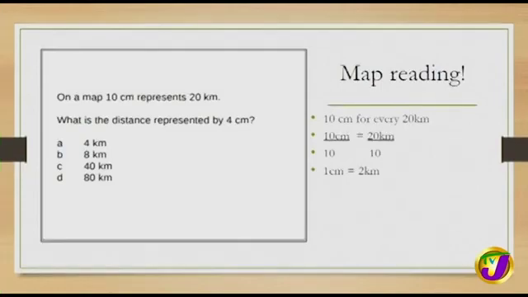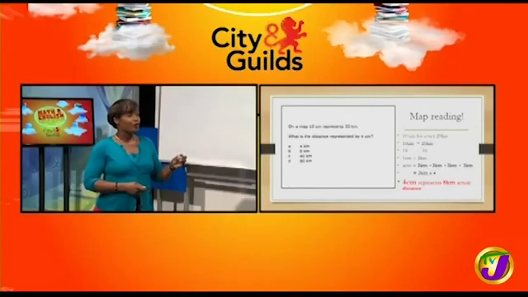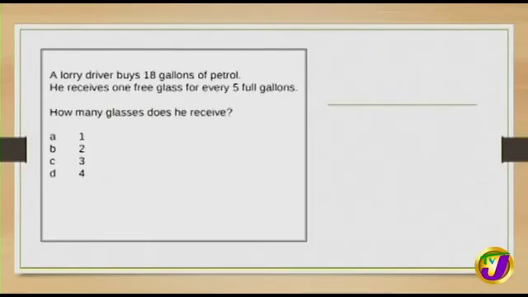They asked me to find out how much 4 centimeters would represent. If I know 1 centimeter is 2 kilometers, I can add 2 kilometers 4 times, or I can multiply 2 kilometers by 4, giving me 8 kilometers. So 4 centimeters will represent 8 kilometers.